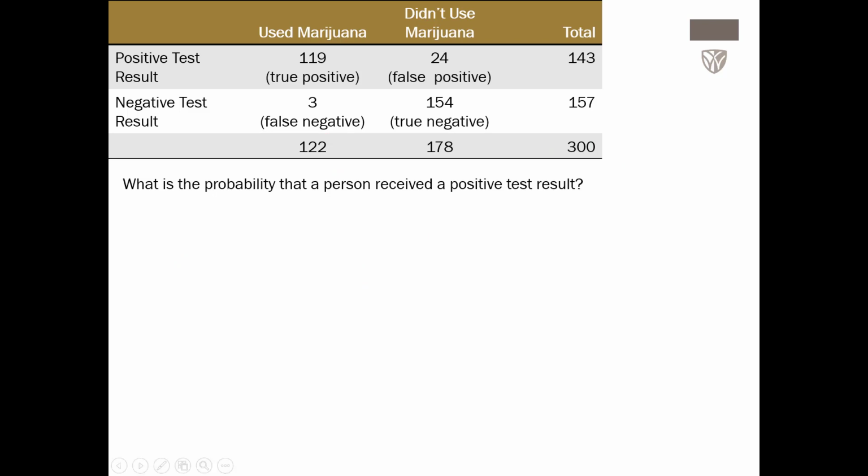Another question: what's the probability that a person received a positive test result? So if you go into this company and walk back out, how likely is it that you received a positive test result? Out of this entire 300 that we're interested in, the likelihood of receiving a positive test result comes from the marginal distribution for test results. There were 143 positive test results, so the probability would be 143 out of 300. This is another marginal probability, and that probability is 47%.